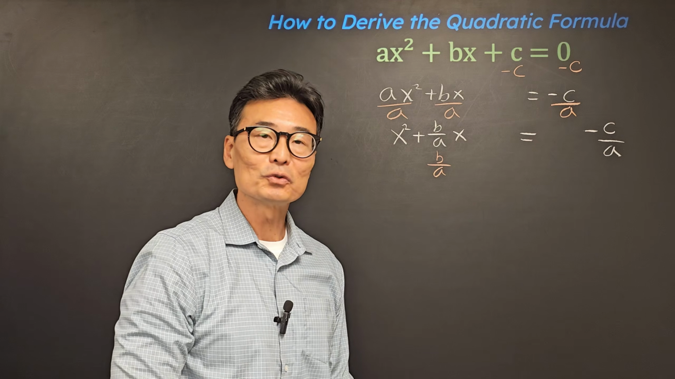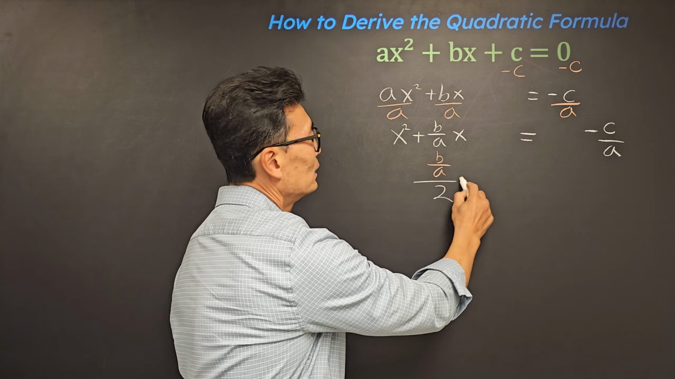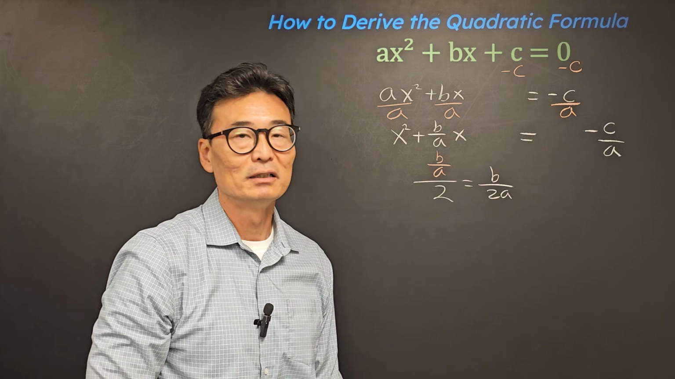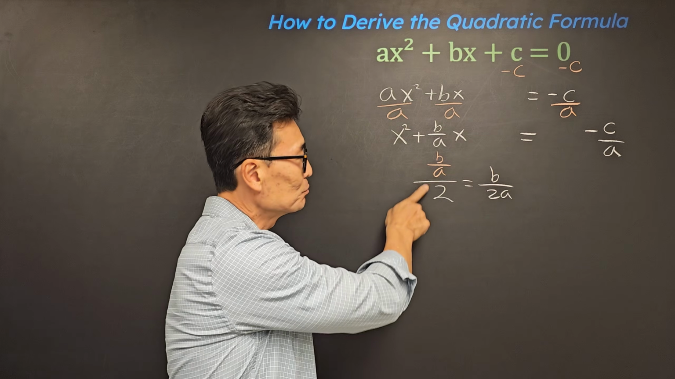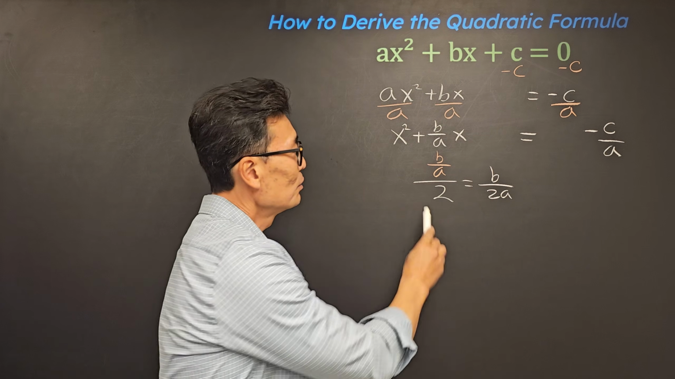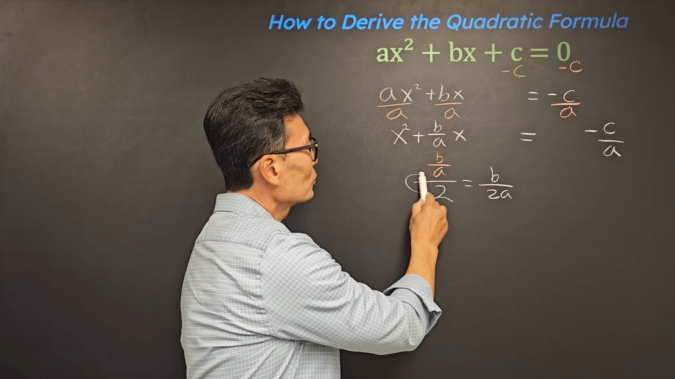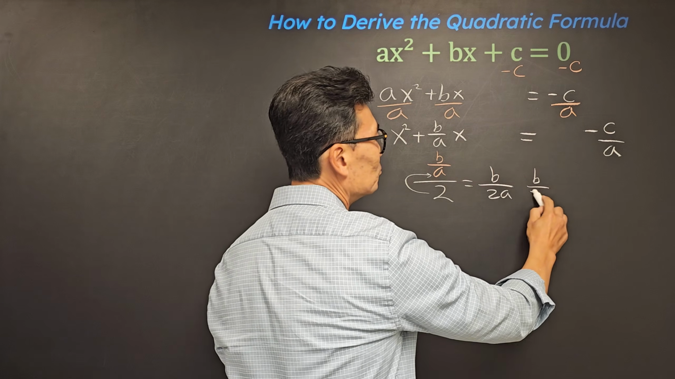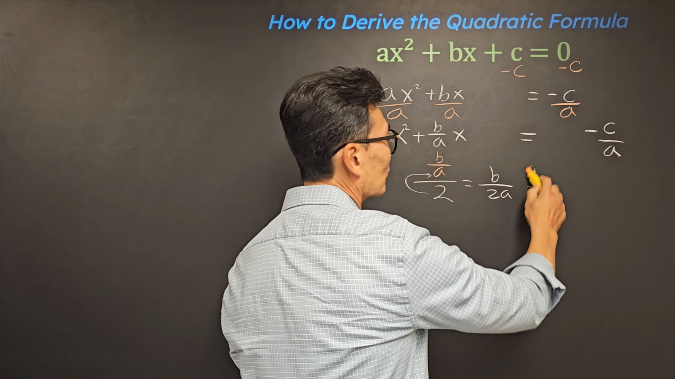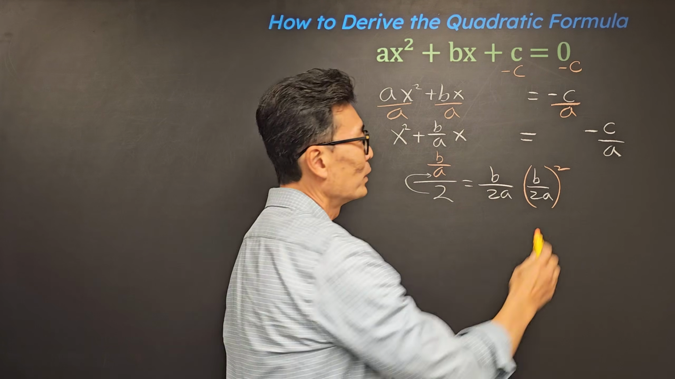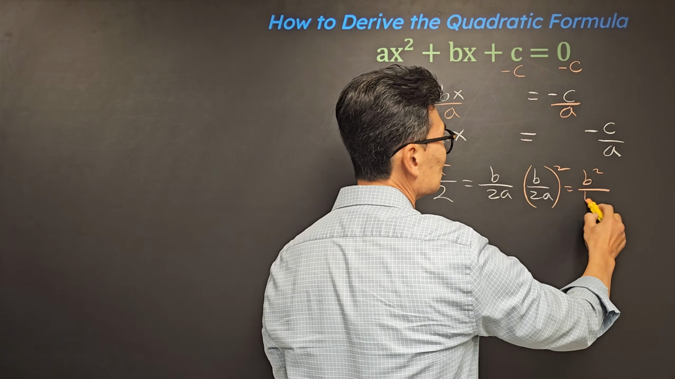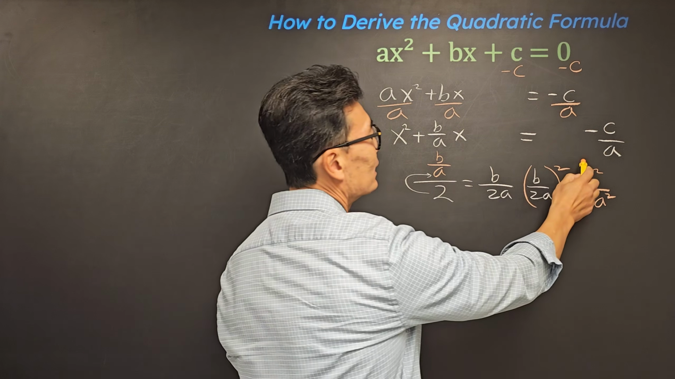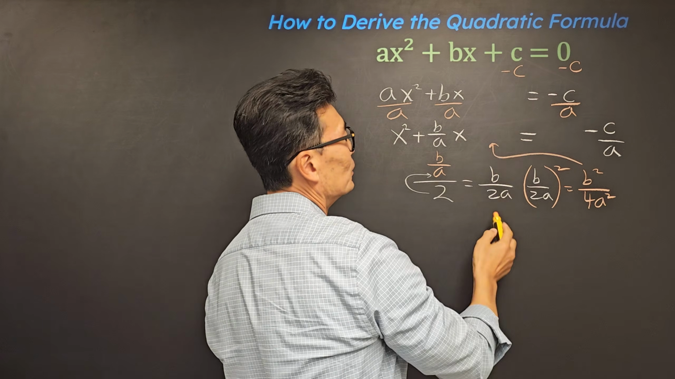Following the completing the square method, what we're going to do is take the coefficient of x, b over a, and then divide that by 2. If you simplify that, you'll get b over 2a. When you're dividing a fraction by a number, the shortcut is to take that number and multiply it to the denominator. Next, we'll take that b over 2a and square it, which is going to be b squared over 4a squared.